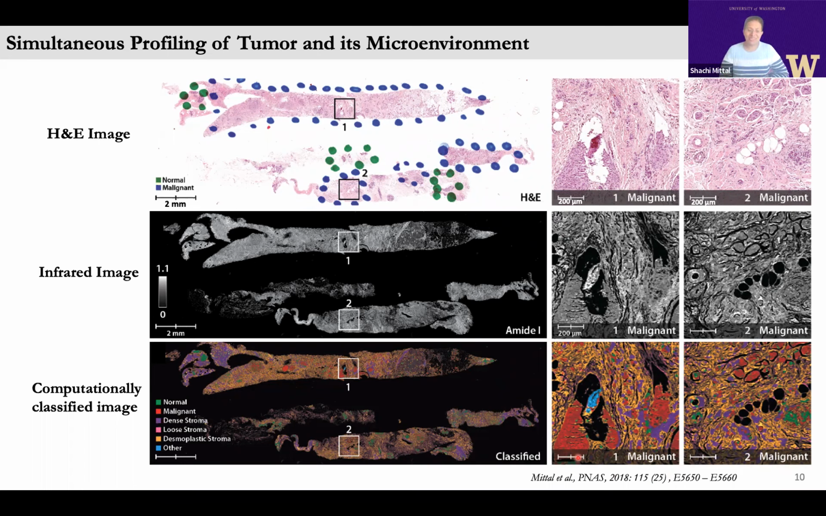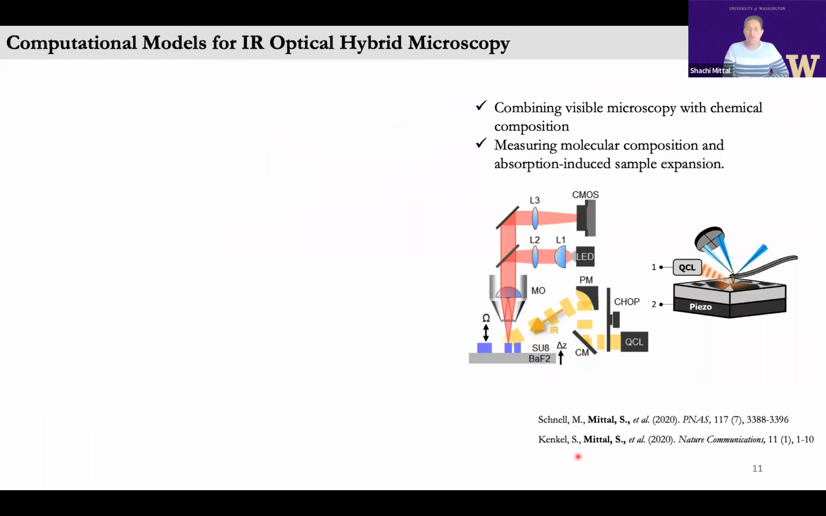Once we did this, I was curious if we can take some of these models and actually transfer them to other types of instruments that are being developed in the lab at that time. So one postdoc in the lab was building this hybrid instrument that combined visible microscopy with infrared spectroscopy.